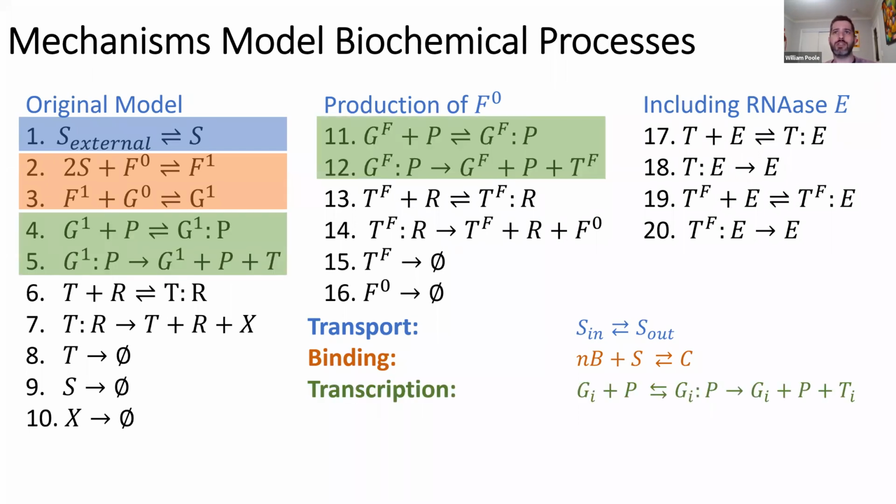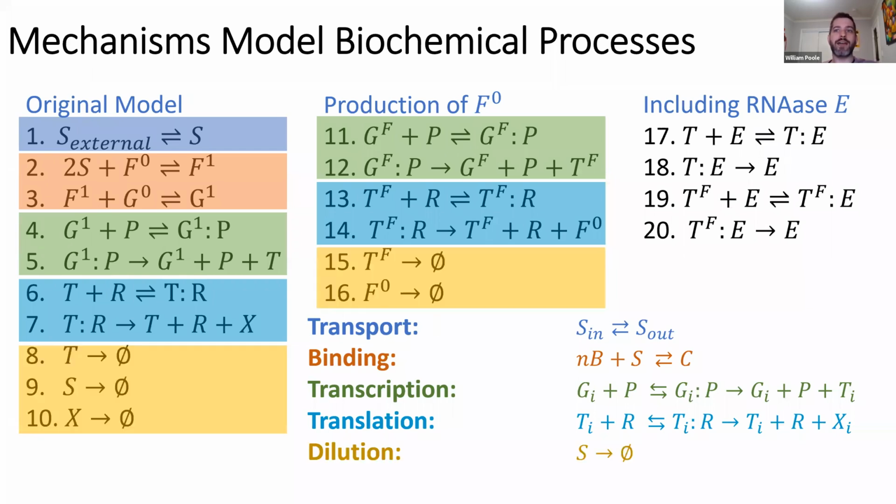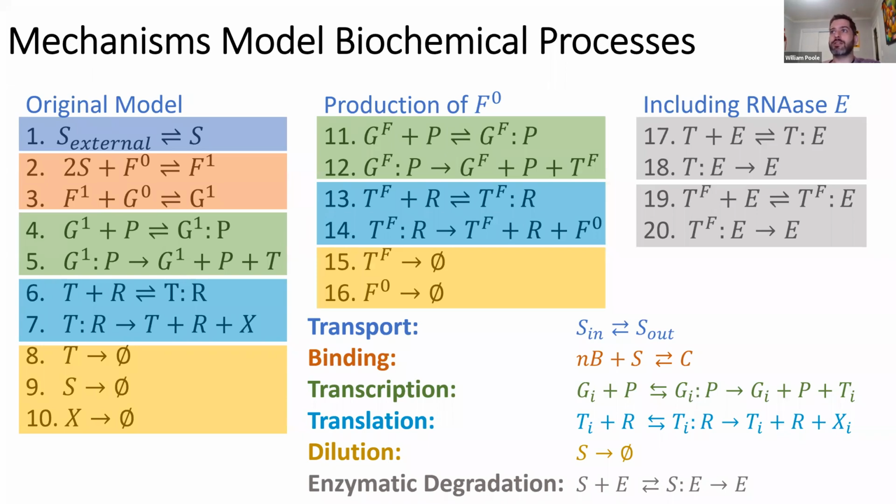Or I have transcription. Here I have two different transcription modules. Transcription includes binding, you might notice, but it's more than just binding. It also has this polymerase, which produces a transcript. And then I have translation, which looks a lot like transcription. I have dilution. And finally, I have enzymatic degradation, another module.